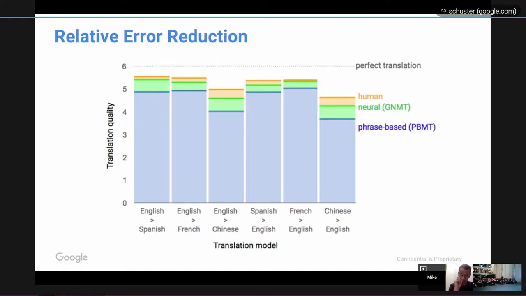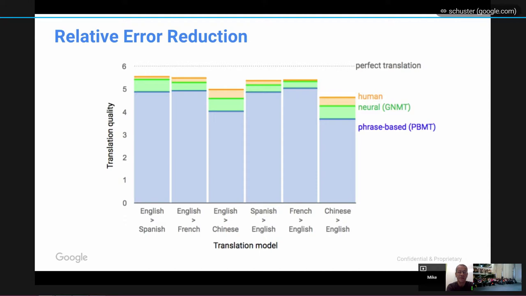So you may have seen this chart here. This is the relative error reduction on this scale of 0 to 6. And you see the phrase-based system, the old system, in blue, our new neural system in green, and the human in yellow. So what is interesting about this chart is a few things. First of all, the neural system gets us about half way between the human and the phrase-based system. So in some cases, in fact, a little bit better, but it's definitely a significant improvement.